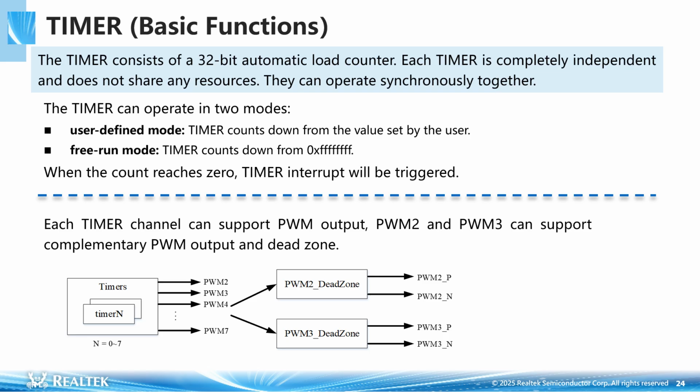The timer comprises a 32-bit automatic load counter. Each timer operates independently without sharing any resources. They can operate synchronously together. The timer can operate in two modes, user-defined mode and free-run mode. In user-defined mode, the timer counts down from the value set by the user. In free-run mode, the timer counts down from the maximum value. When the timer counter is enabled, the timer counts down from its initial value, and when it reaches 0, an interrupt is triggered. Each timer supports PWM output. Timer 2 and 3 also support complementary output and dead zone.